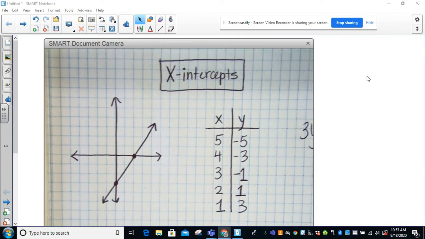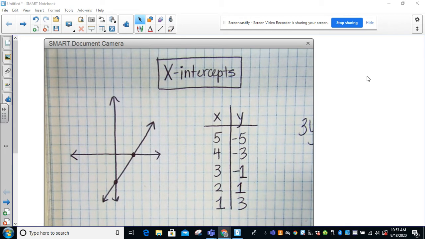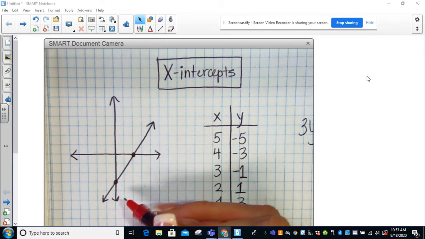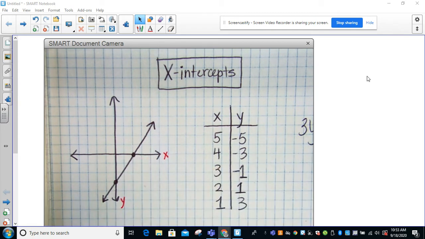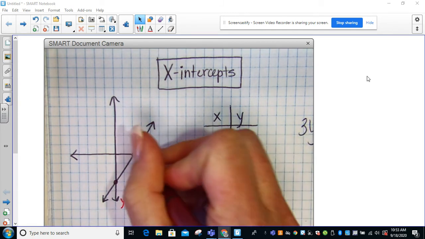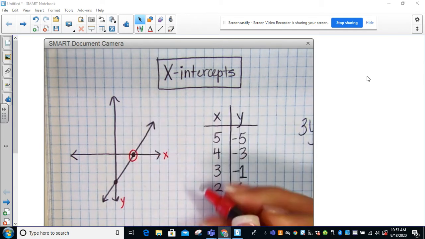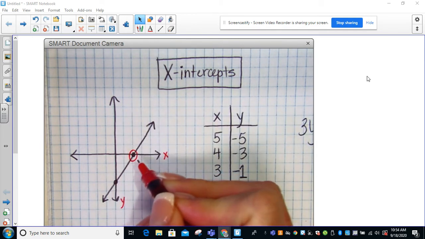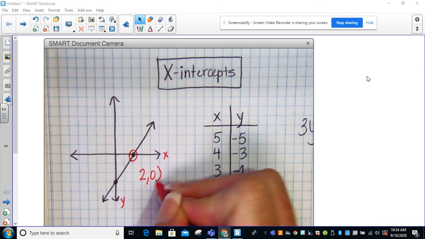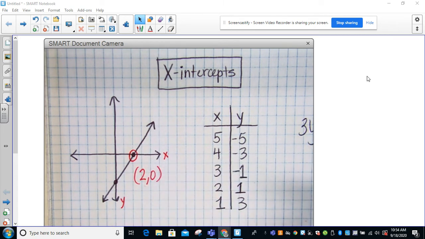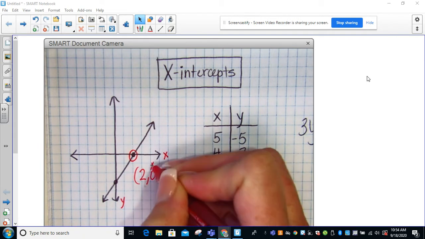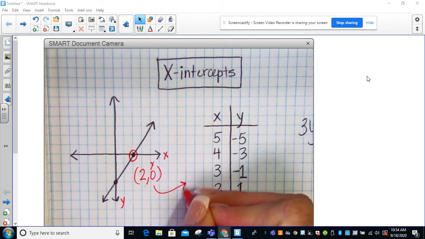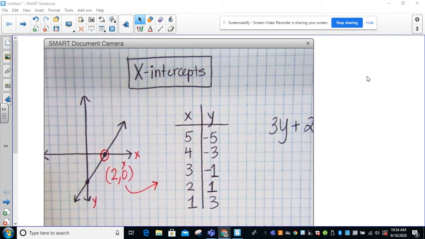So we're going to look at different types of problems. So this is in a graph. So we look at the line. This is the x-axis. This is the y-axis, obviously. So where the line touches the x-axis is here. And so that x-intercept is the point 2, 0. Notice that the y value is a 0, which takes us to the next part where you have a table.